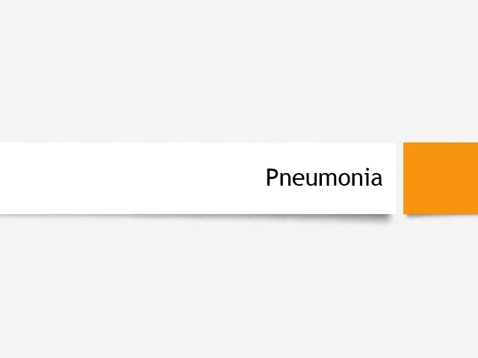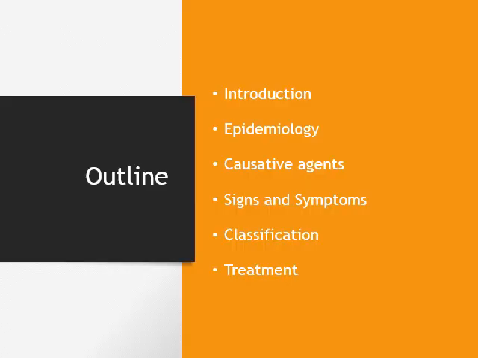So in this lecture, we will be discussing pneumonia. This is the outline of the lecture. Firstly, we will have an introduction of pneumonia. Then we will discuss the epidemiology, causative agents, signs and symptoms, classification, and finally, we will be discussing treatment of pneumonia.